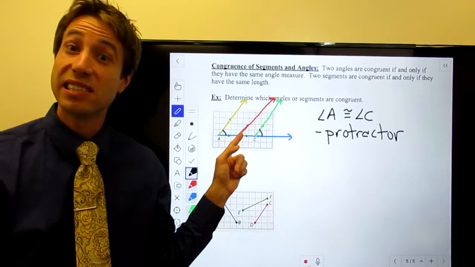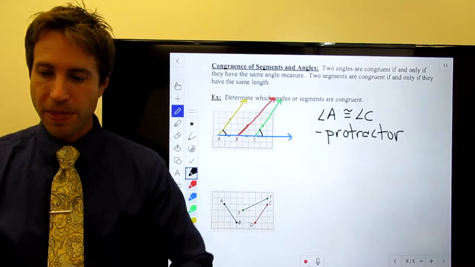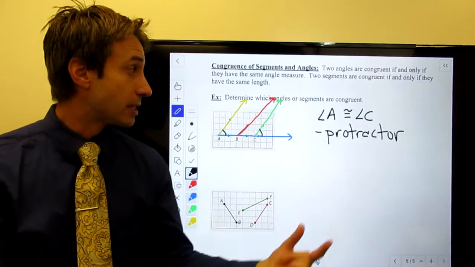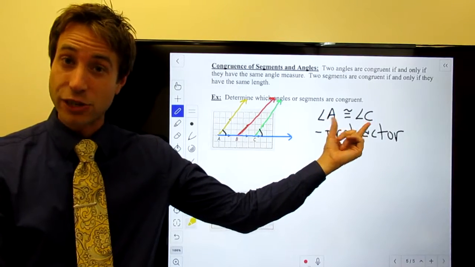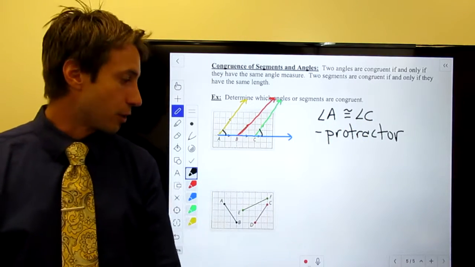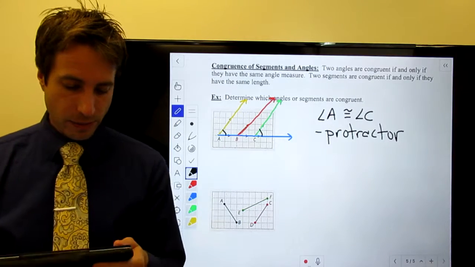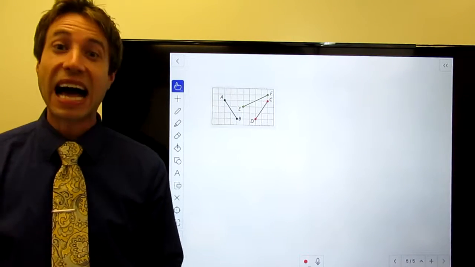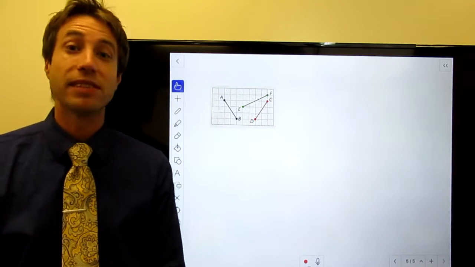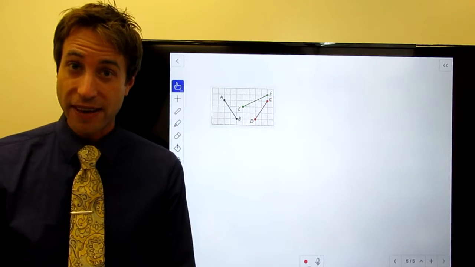Well, that one is different, right? That one is different. Anyway, the idea here is simply this: if the angles have the same measure, they must be congruent. What about lines? Well, we already said when it comes to lines, they just simply must have the same length.